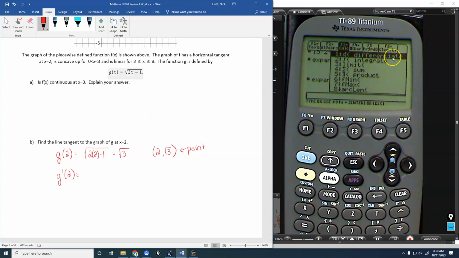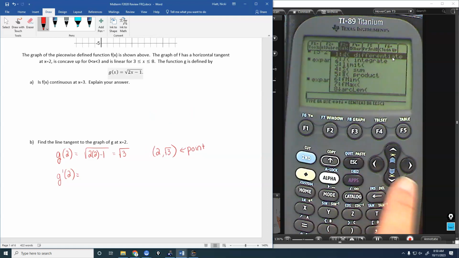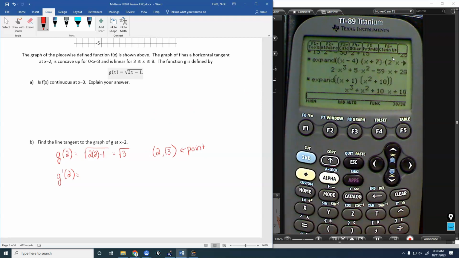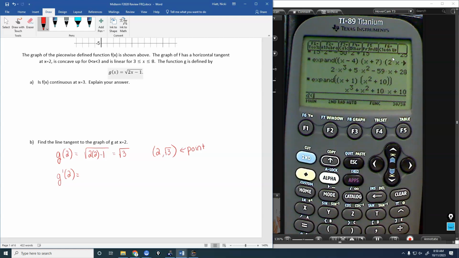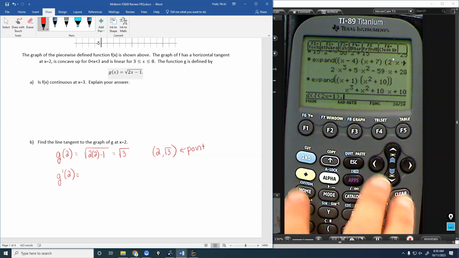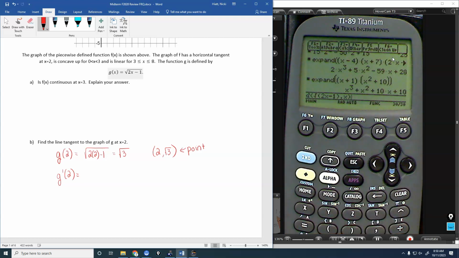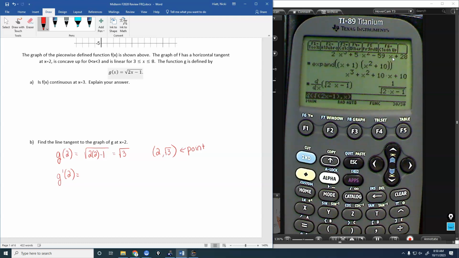Okay, so for the calculator here, you will hit F3, which is differentiate. Choose differentiate. You're going to type in the equation that you want to differentiate, which is the square root of 2x minus 1. If you want, whenever you do a derivative, you put the comma and then the x. You can hit enter. It will give you the equation of the derivative, and then you could plug it in.